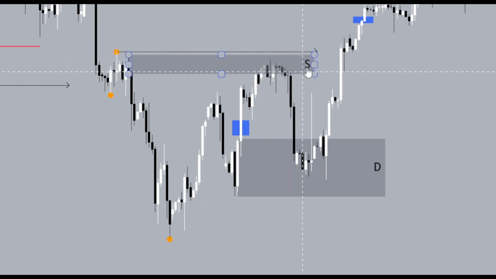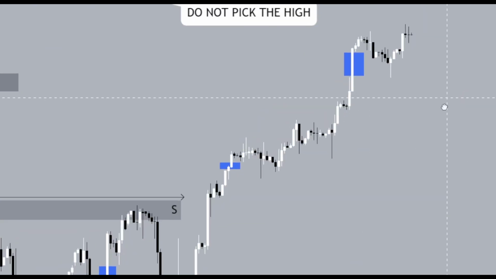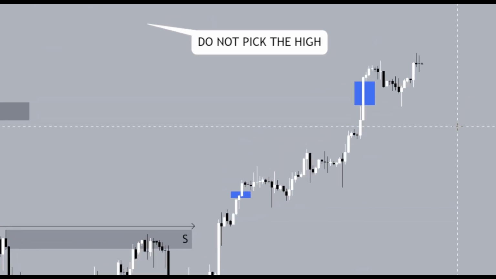So this here is a supply zone. We saw it fail and we saw demand in control. So this is probably one of the most important things, if nothing else, you take from this video. It's understanding you do not, under any circumstances, want to pick the high, right?